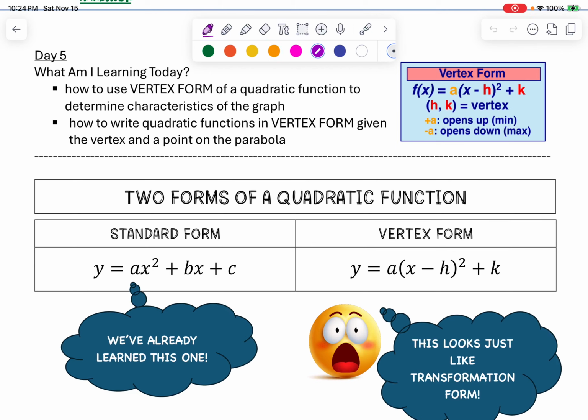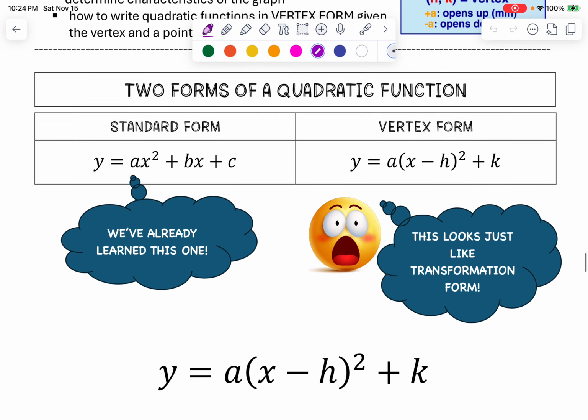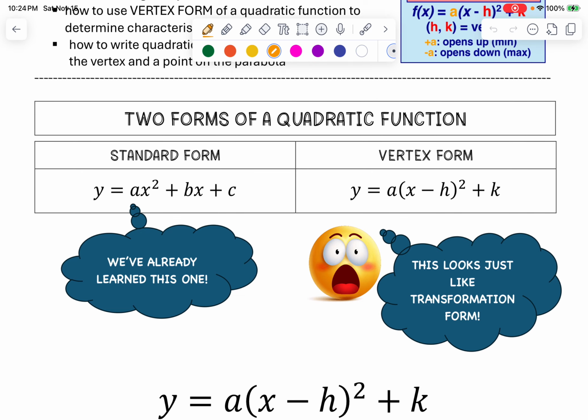All right, you guys. So on day 5, we are going to learn about the quadratic function in vertex form. So if you look right here, there are 2 forms of a quadratic function, and both of these are on your formula chart. The first form is standard form. This is the one we have been working in exclusively for like the past 3 weeks, right?